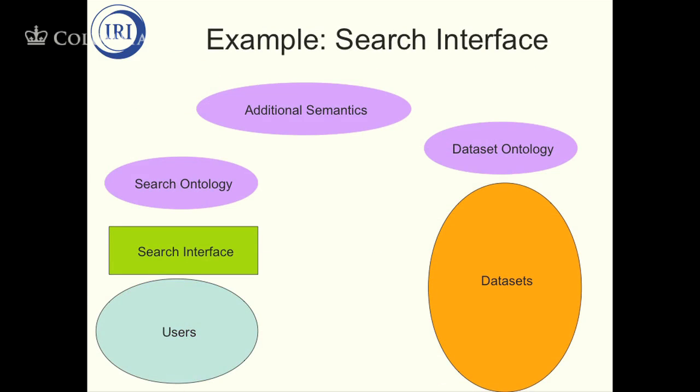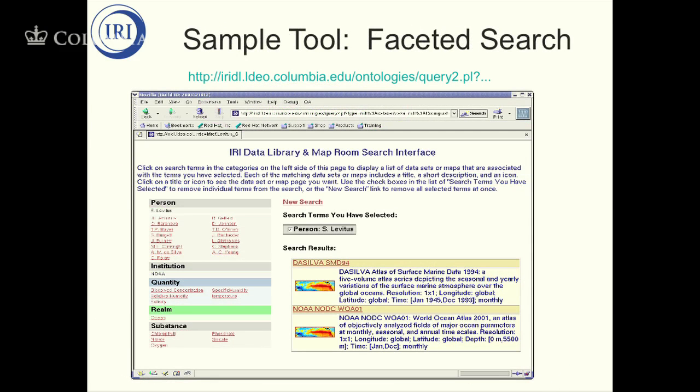And one example, the first thing that we implemented was a search interface. In this example, we have users. The users want to use our search interface, so we describe the search interface in RDF. We have data sets. We describe the data sets in their own structure, their ontology. We have some additional semantics out there. And then we use this pool to transform the information about the data sets into the information the search interface understands. And in our case, we get something like this.